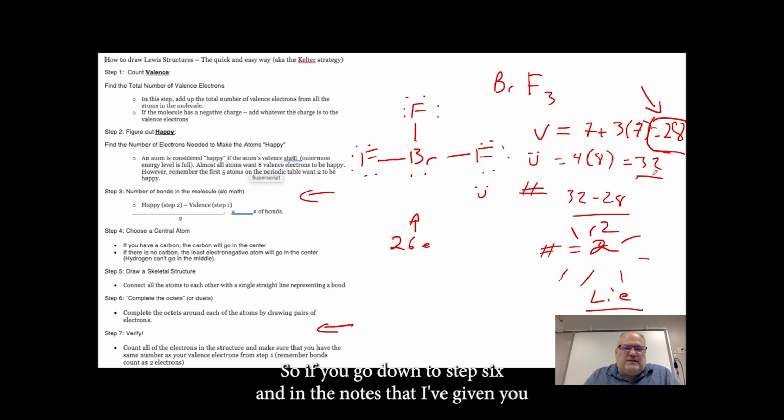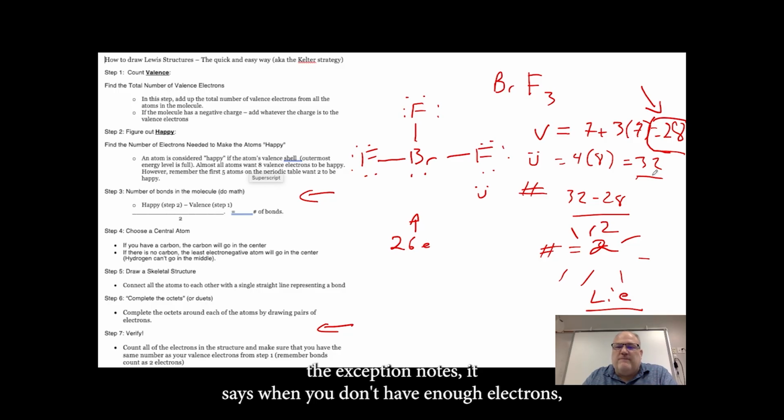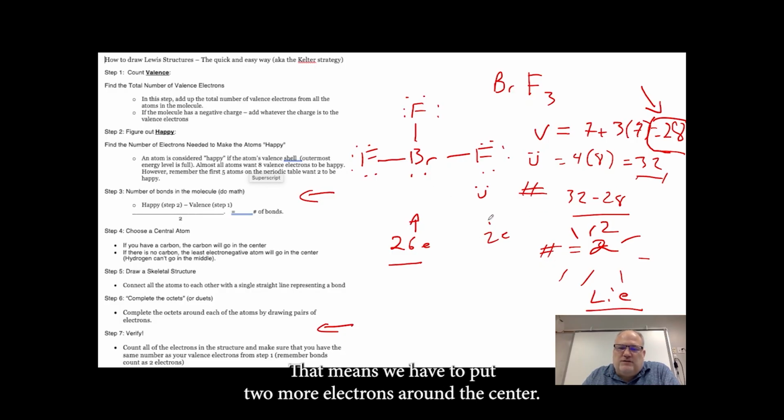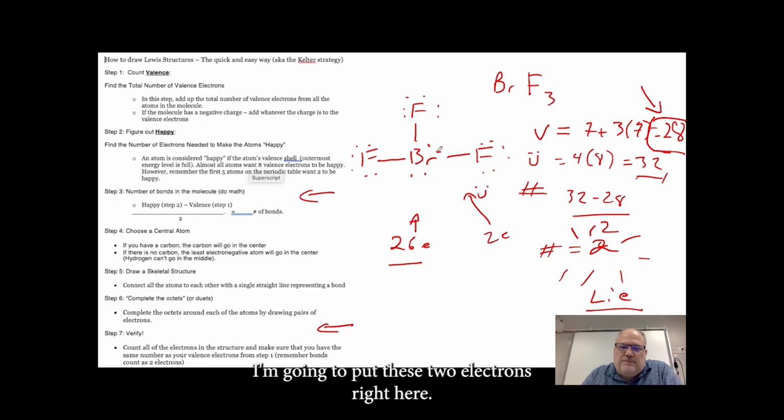So if you go down to step 6 in the notes that I've given you, the exception notes, it says when you don't have enough electrons, you put the extra electrons that you're missing around the center. So see how we have 26, but we really need 28? That means we're going to have to put 2 more electrons around the center. It does not matter where you put them, but you're going to put them as a pair. I'm going to put these 2 electrons right here. And what that means now is that this atom in the middle has 2, 4, 6, 8, 10.